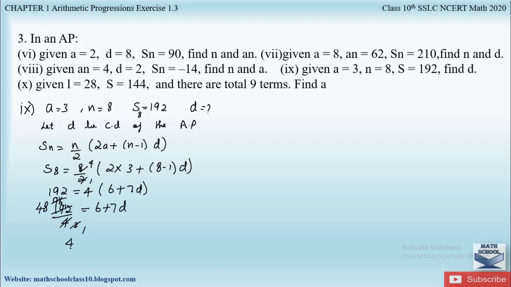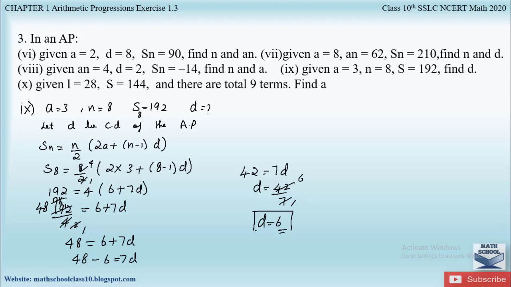So we got 48 is equal to 6 plus 7D. If we transfer the 6 to the left hand side, we get 48 minus 6 is equal to 7D. What is 48 minus 6? We get 42 is equal to 7D, or D is equal to 42 divided by 7. 7 sixes are 42, so D is equal to 6. So we got our D value. This question is very simple. If you have any doubts, please comment below in the comment section.